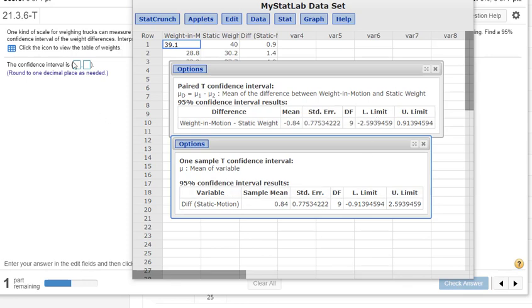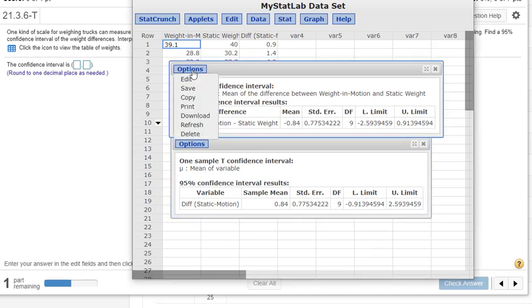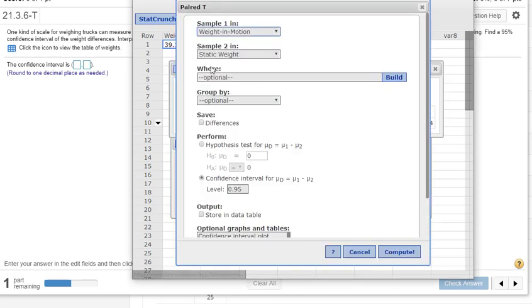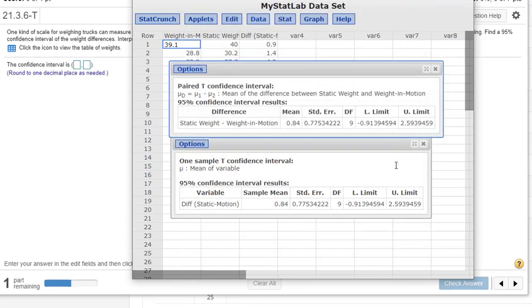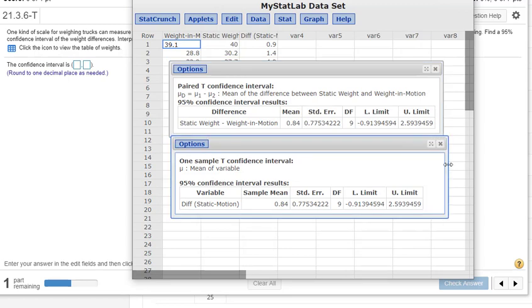For the purposes of this one, though, since they gave us that difference, we would need to know. I can always go back and edit that difference and switch. So this one will always do mu1 minus mu2. So I went ahead and put the weight static. So I'm going to do static minus weight in motion. And that'll get us back to the same one.